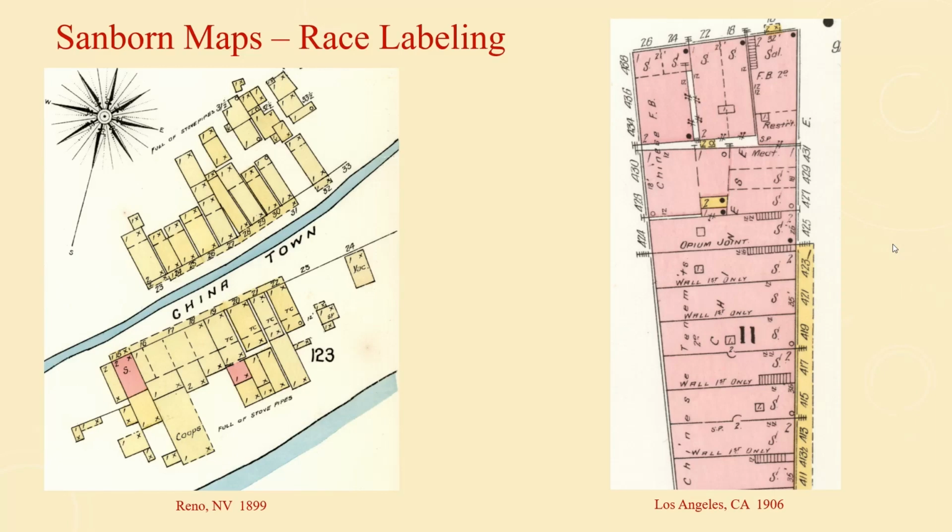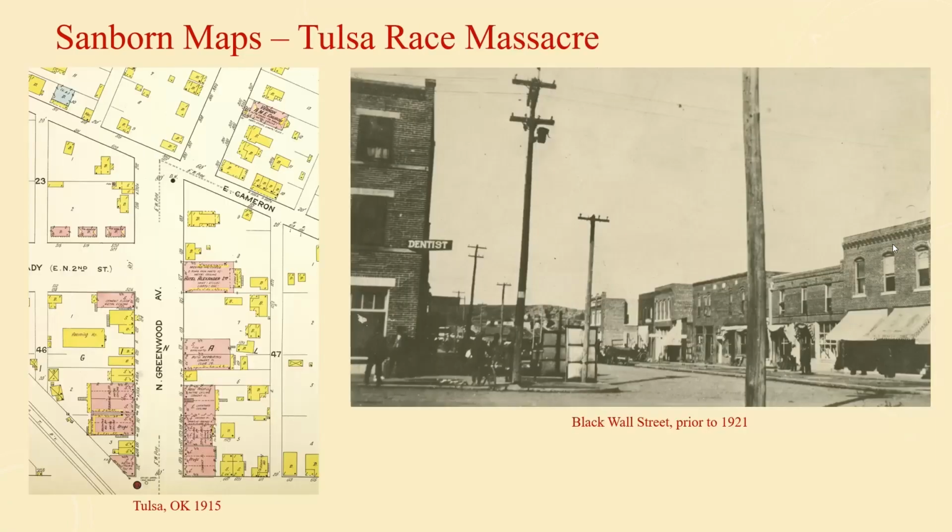While we're on the subject of race, I thought we'd take a look at the Tulsa Race Massacre and see what the Sanborn maps might show us about that. On the left here is a map of the Greenwood district in Tulsa in 1915. This area was known as the Black Wall Street. It was the heart of the Black community in that area, and it had all the commercial buildings, the stores, the shops, the professionals, dentists, as you see here in the photograph, a thriving community.